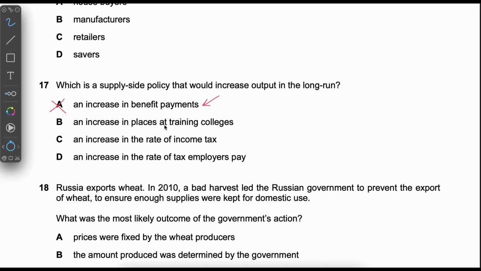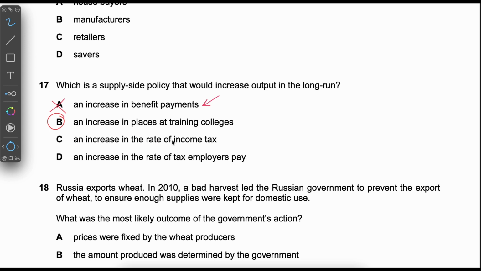An increase in places at training colleges. If people are more trained and study more, that means they're going to be a more efficient part of the workforce. If you have more efficient workers, they are producing more per hour. So that would increase output in the long run. Let's look at the other two, even though we have the answer.